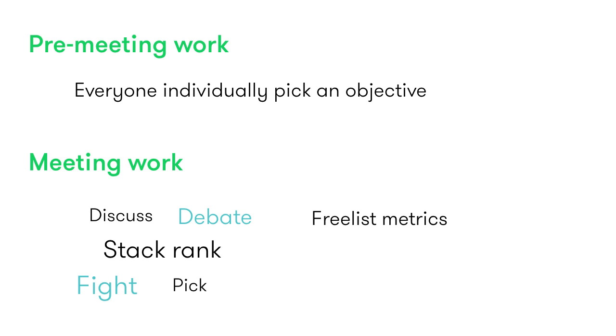Free list is a design thinking technique, which means that you write all the metrics that you think are going to be good for the objective on a post-it. So one metric per post-it, all of you individually, okay? You write all the metrics that you think are going to be good to measure this objective.